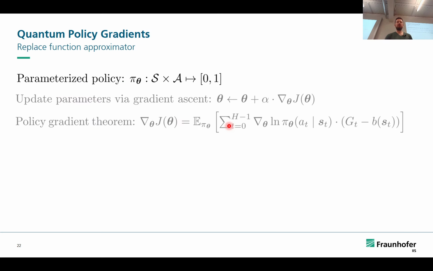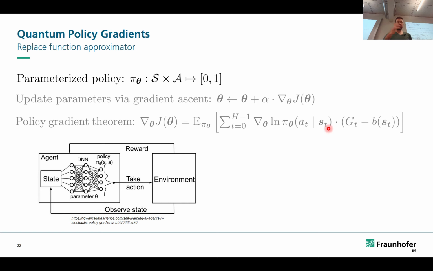And a bit more formal, we again have this stochastic parameterized policy, only that this time we don't use a neural network but a quantum circuit to approximate it. And we still can use gradient ascent and can rely on the policy gradient theorem to sample our gradients. We only need a slightly different routine for getting an estimation and approximation of our gradients, but we will see that later.